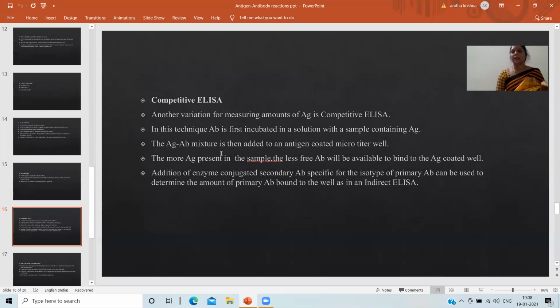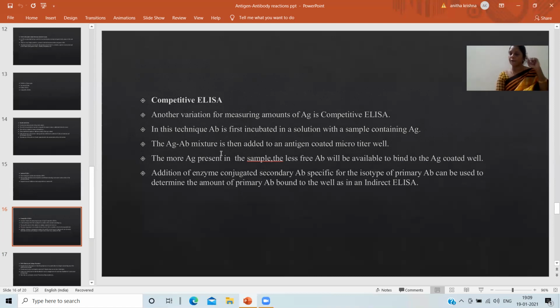Then you're taking the microtiter plate, you're coating it with the antigens, and then you're adding this antigen antibody complex to this microtiter plate, washing off the unbound antigens and antibodies, and then you're adding your secondary antibody, which is linked with enzyme, and then you're adding your substrate, allowing the reaction to happen. Depending upon the color change, intensity shows the amount of antigen present in the sample. So this is how generally we go for your competitive ELISA.